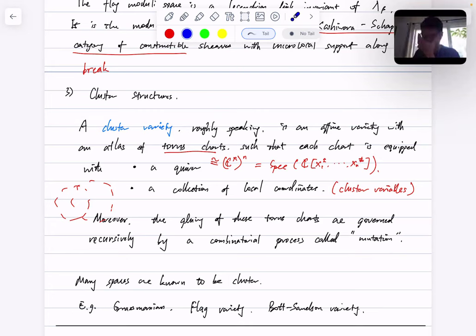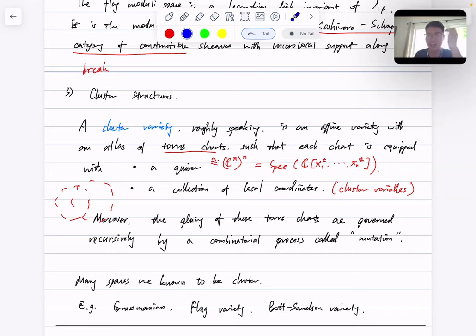In a way, it sounds very restrictive. It's hard to imagine that this kind of definition is ever going to be interesting. But it turns out that this actually exists in a very wide range of mathematics. Many spaces are known to be cluster: Grassmannians, flag varieties, Bott-Samelson varieties, and so on. And if you are an algebraic geometer, you're probably going to point out my mistake. These are not affine varieties. They are projective varieties. What are you talking about?